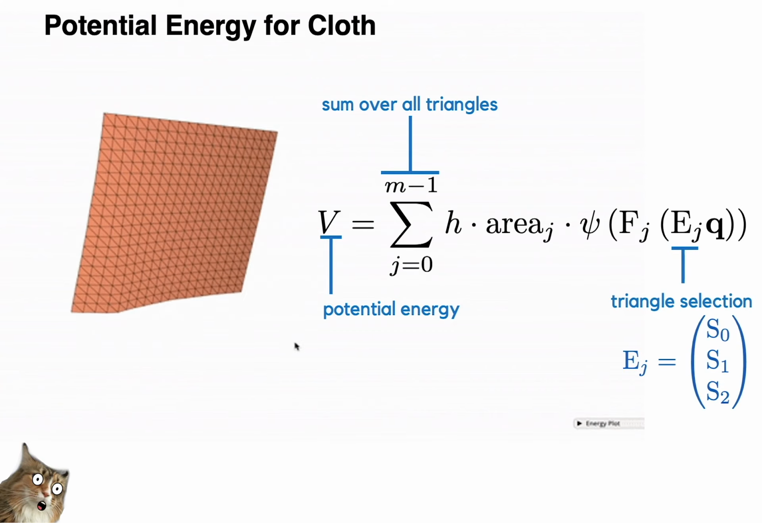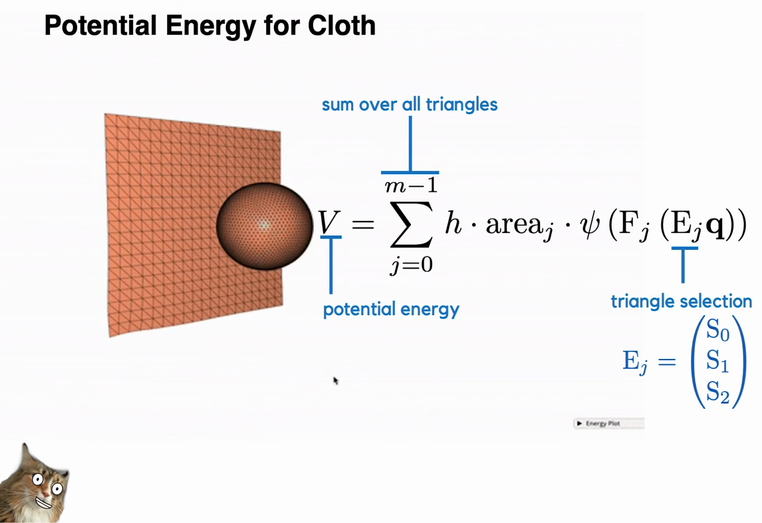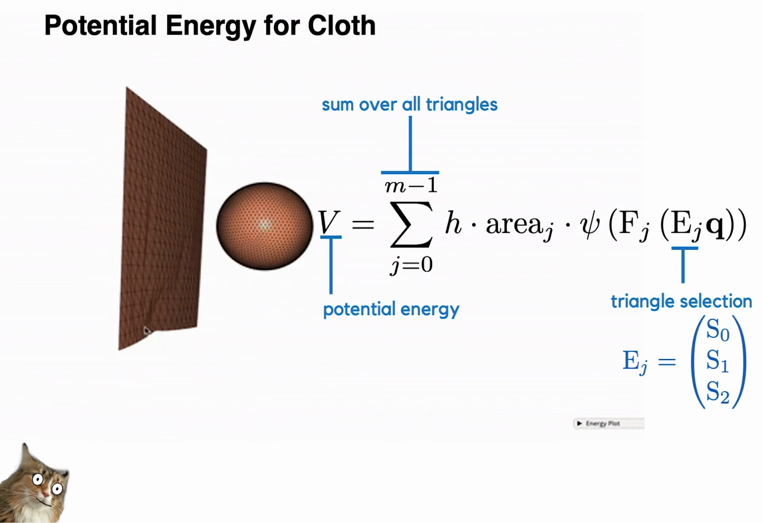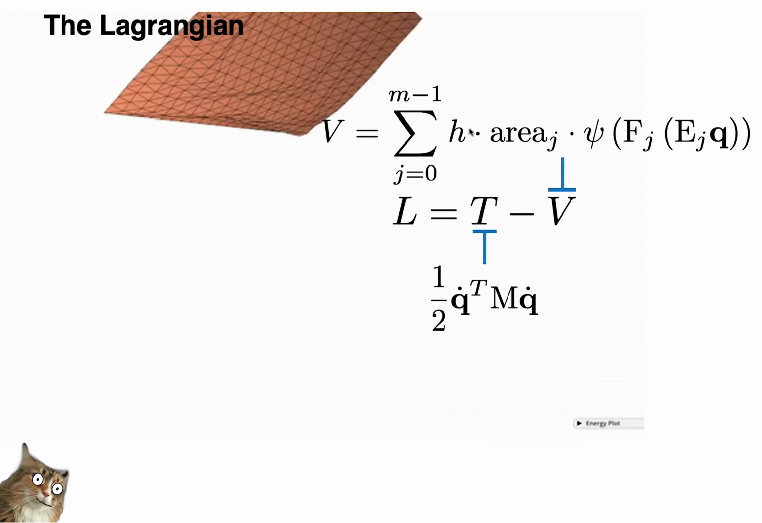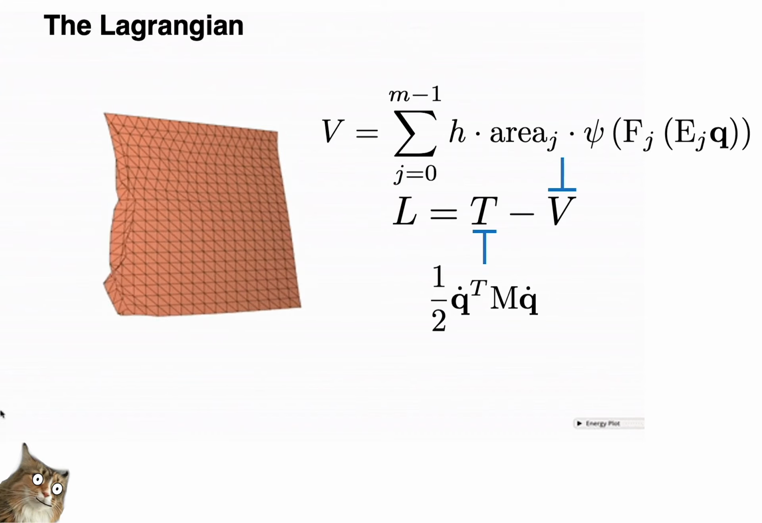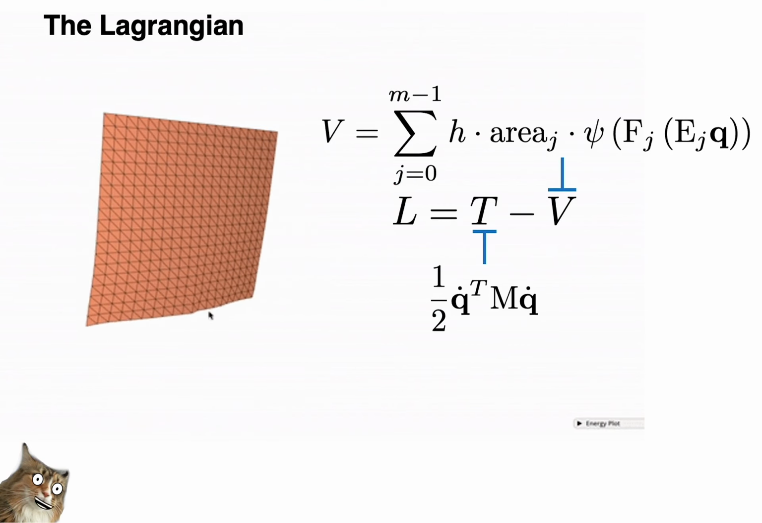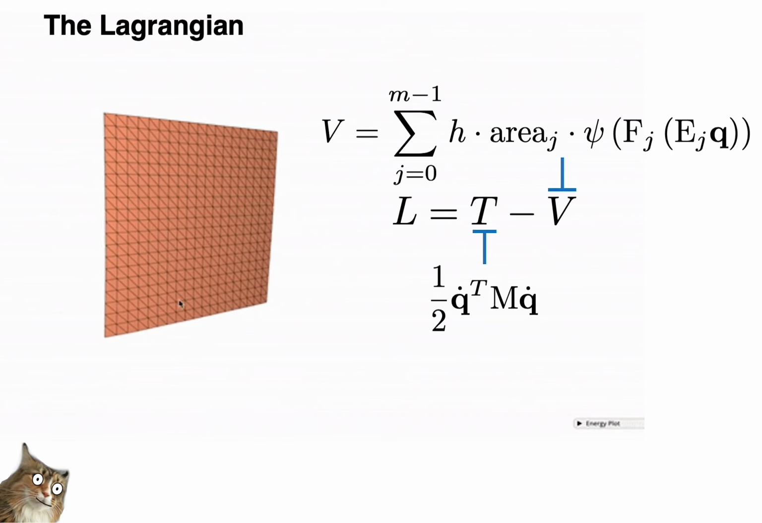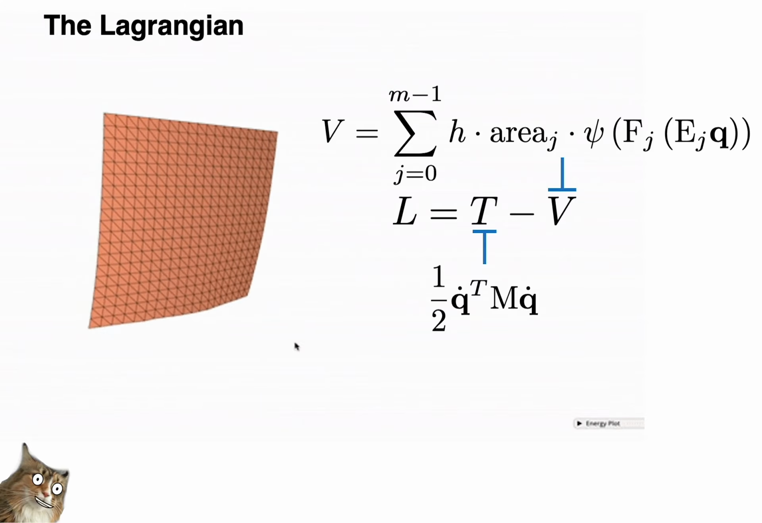So now we've got a kinetic energy, and we've got a potential energy, and we can move on to computing the equations of motion, which starts by computing the Lagrangian. Our Lagrangian is made up of a quadratic kinetic energy and our potential energy. It's structurally identical to what we derived for tetrahedral finite elements. This is comforting since really all we changed was the shape of the element itself.